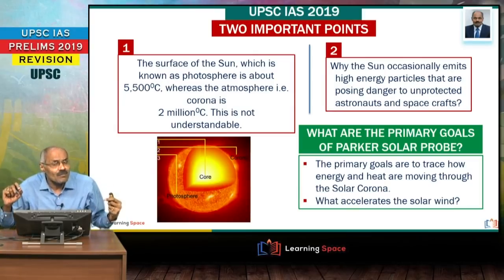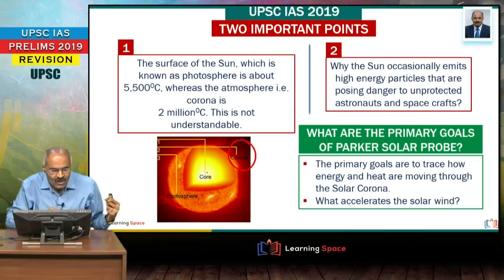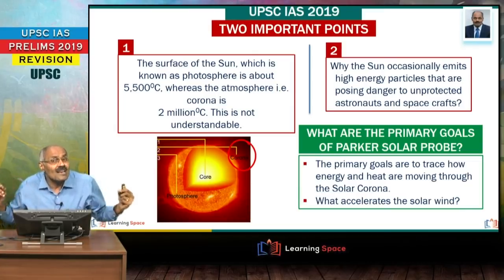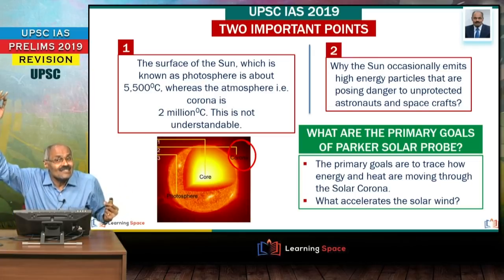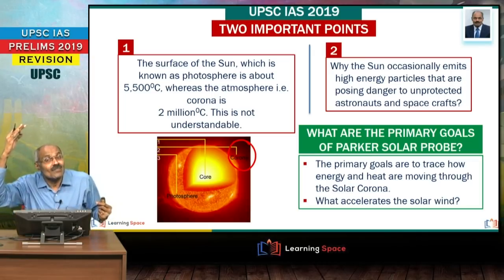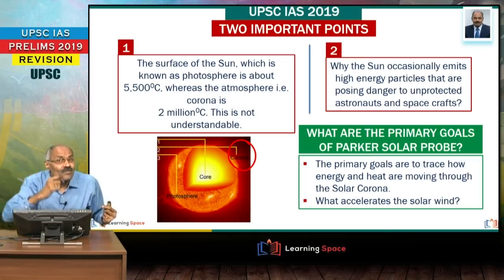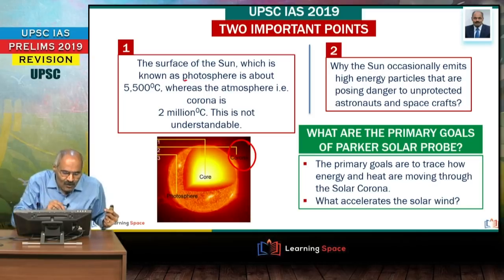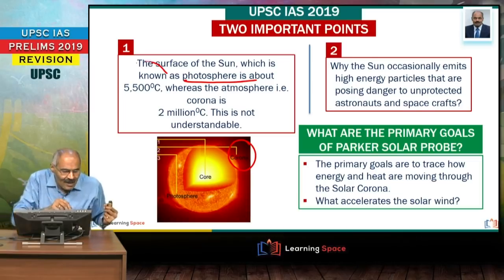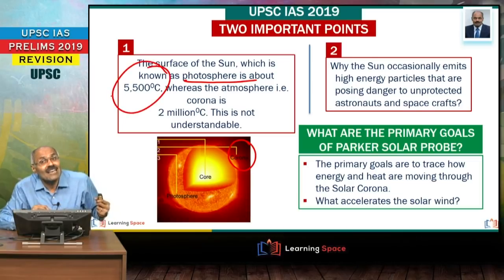All of you are familiar. Here this corona. Corona is nothing but the atmosphere of the Sun. The atmosphere of the Sun has a temperature going up to 2 million degrees Celsius, right? So the atmosphere of the Sun, which is known as corona, the temperature goes up to 2 million degrees Celsius, whereas the surface of the Sun, all of you are familiar, the surface of the Sun is the photosphere. The temperature is around 5500 degrees Celsius.